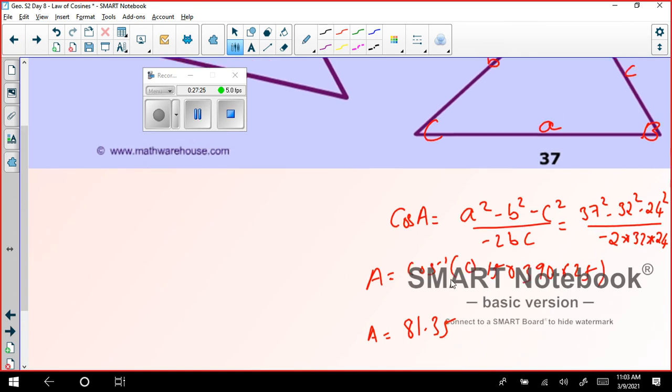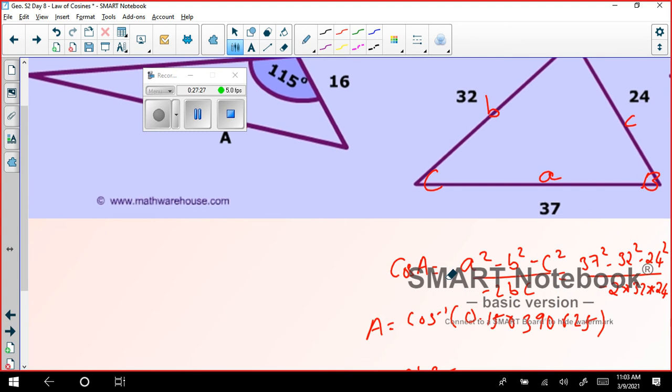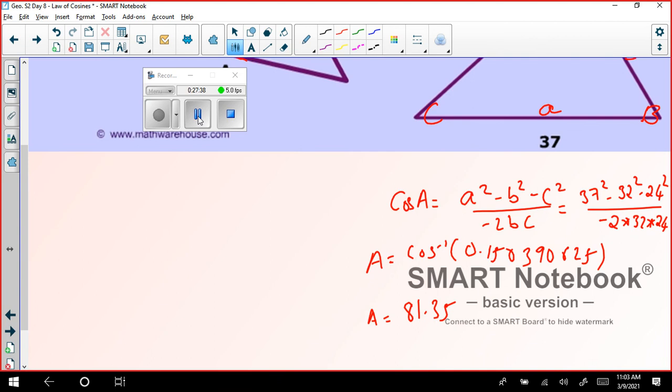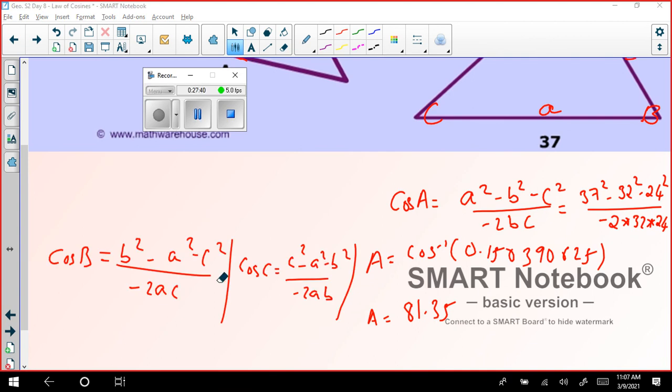Same way you can find angle B and angle C. I want you all to find angle B and angle C. I'll give you a couple of minutes. Use this figure, find angle B and angle C. Then we will see this particular problem. So please get started.